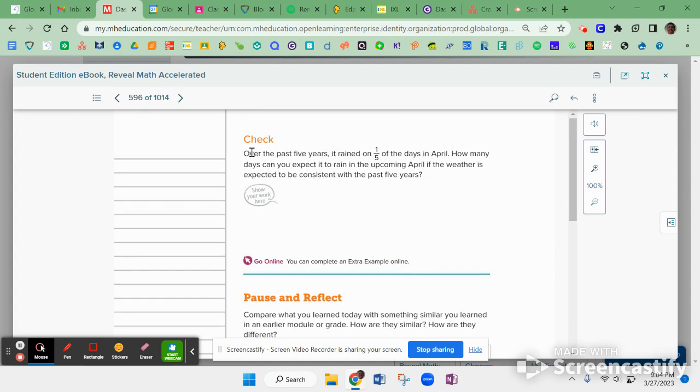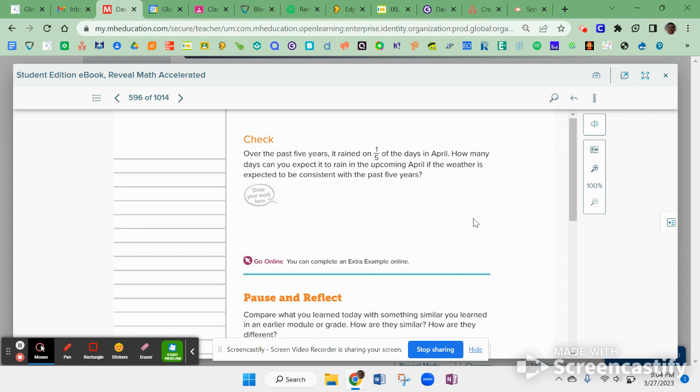Okay, want to try one? Yes, you do. I'm sure you do. Over the past 5 years, it rained on 1/5 of the days in April. How many days can you expect it to rain in the upcoming April if the weather is expected to be consistent with the past 5 years? All right, so it rained on 1/5, so that's 1 out of 5 days in April. I wonder how many days are in April. 30 days hath September, April, June, and November. Okay, 30 days in April.